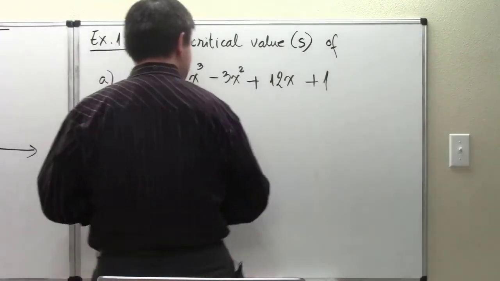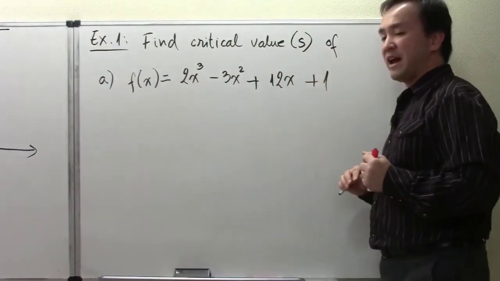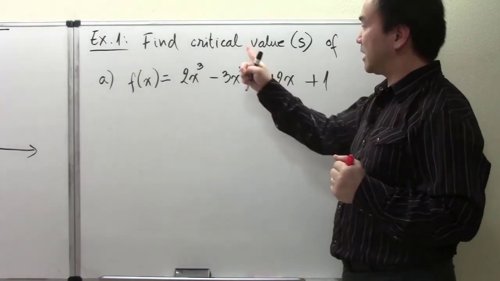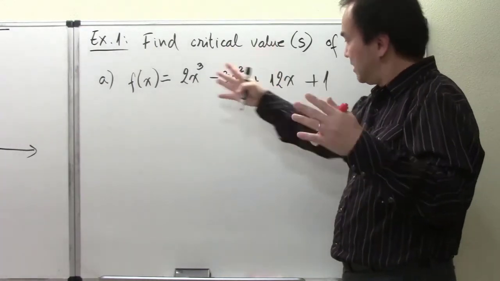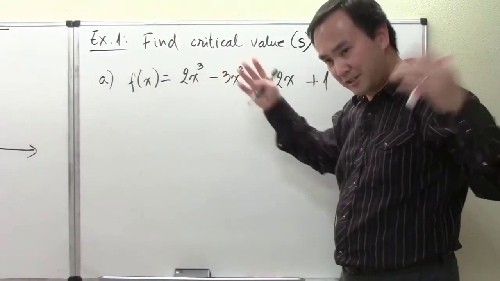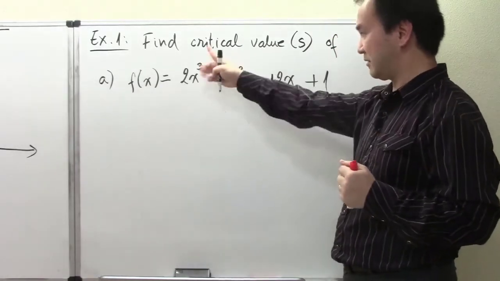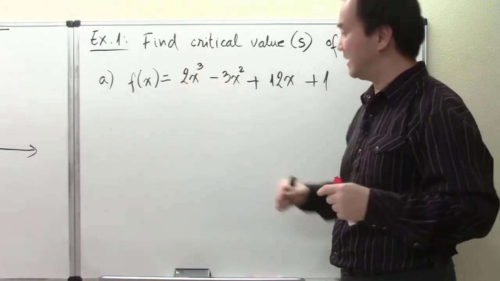All right, so here we go. We have a function, and now I want to find the critical value. It could be 1 or it could be 2. It could be a lot. But there's a way for us to find all of them.